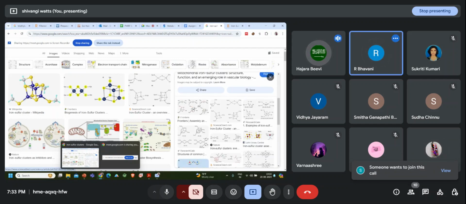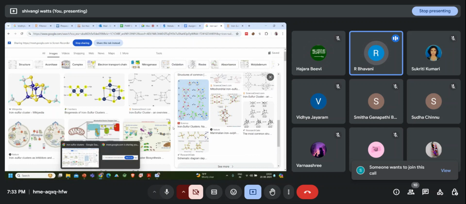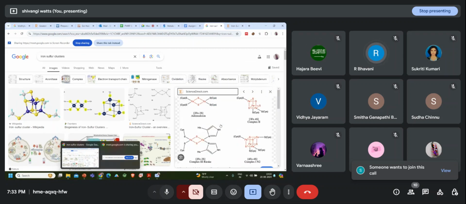Just I'm searching. Two iron, two sulfur, it is an organic compound. Two iron, two sulfur, adrenodoxin. And three iron, four sulfur complex.